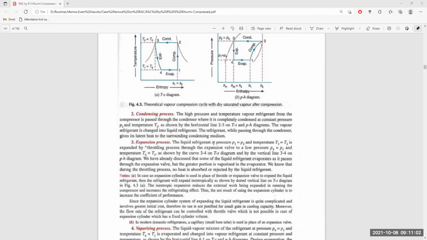Now next comes the expansion process, starting from point 3 to point 4. So what is going on here? Here the temperature is dropping from T3 to T4, which is equal to T1, the initial temperature at the time of entrance to the compressor itself. It falls from 3 to 4, and entropy to a certain extent is changing from 3 to 4. Now, the important thing is the process of expansion by the throttling process itself.